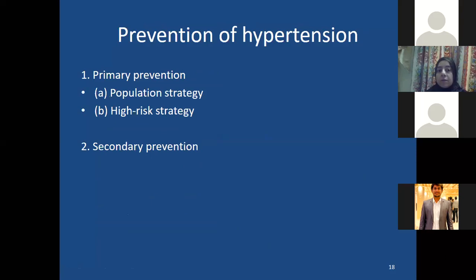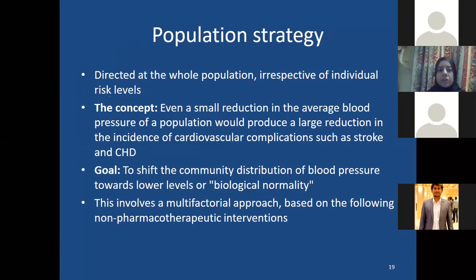Now coming towards the prevention of hypertension. You have two categories basically. We'll not talk about tertiary prevention. We will only deal with primary and secondary prevention here. In primary prevention, you have two strategies. You have the population strategy that caters to the entire population. And then you have the high risk strategy that is only for those people who are at high risk of developing high blood pressure.